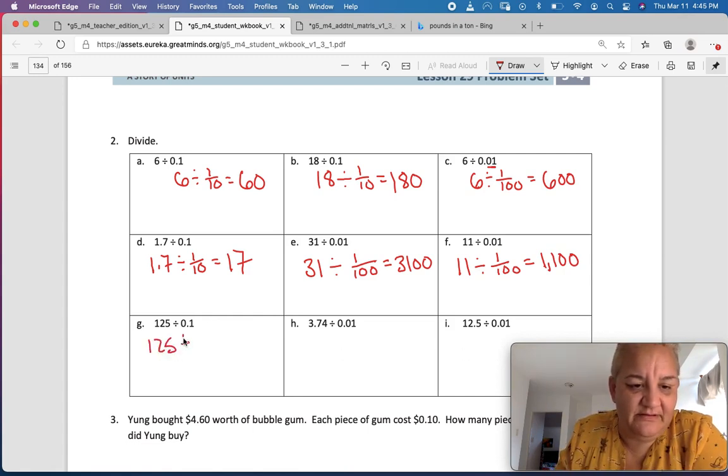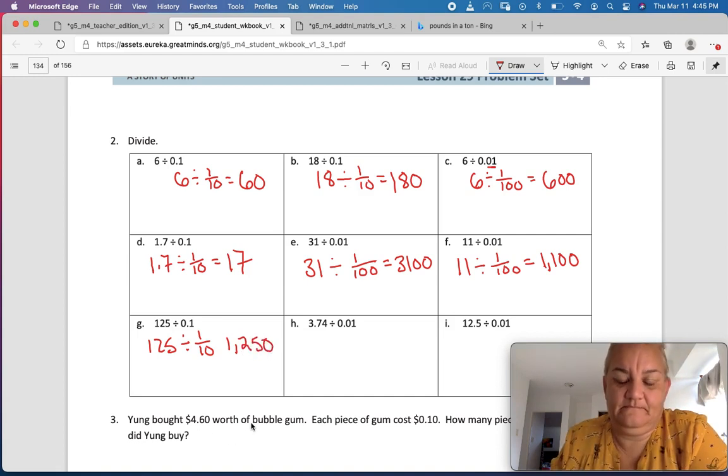125 divided by 1/10. Okay. So here, think about this. 1/10 would go into 5 50 times, 20 200 times, and 100 1,000 times. So 1,000, wait a minute. Yep, 1,250. Do you want me to write that one out? I think you got it.